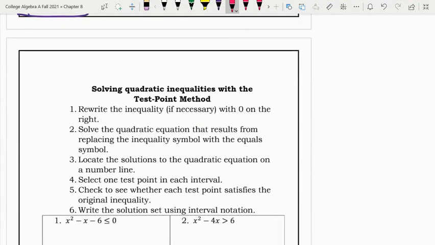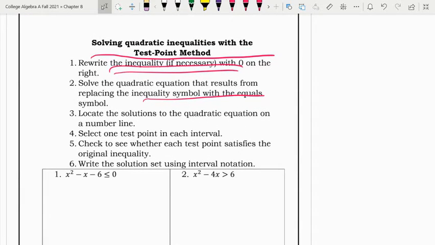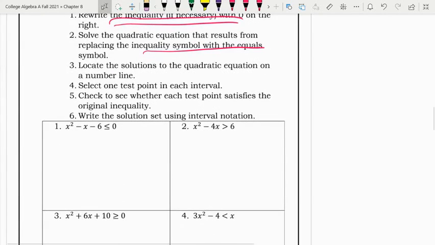All right, the next set of these, solving quadratic inequalities with the test point method. We're going to test points on this one. Rewrite the inequality with 0 on the right. Replace the inequality with equals. Locate the solutions to the quadratic equation on a number line. Select one test point in each interval. Check whether it works in the original inequality and write the solution.